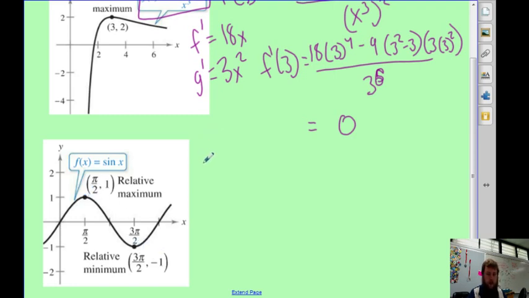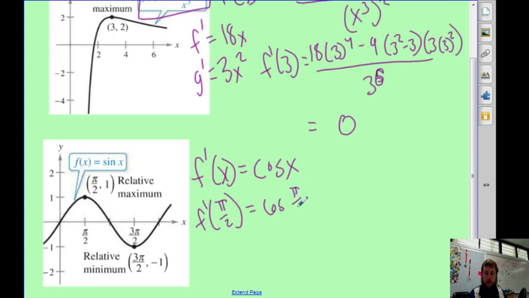What is the derivative at those points? You might be able to look at the graph and figure this out anyway. f prime of x in this case is going to be cosine of x. So at this point, let's try f prime of pi over 2. That's going to be cosine of pi over 2, which is 0.